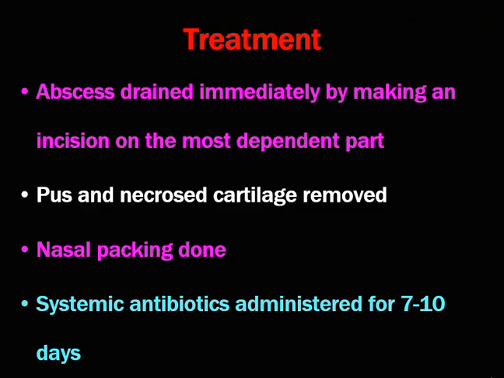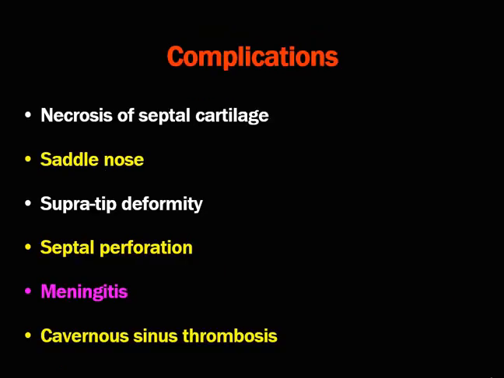Treatment is immediate abscess drainage by making an incision on the most dependent portion. Pus and necrosed cartilage are removed. Nasal packing is performed and systemic antibiotics are administered for 7 to 10 days. Complications of septal abscess might be necrosis of the septal cartilage, saddle nose, supratip deformity, septal perforation, meningitis, or sometimes cavernous sinus thrombosis too. Coming to the last topic for today, septal perforation.